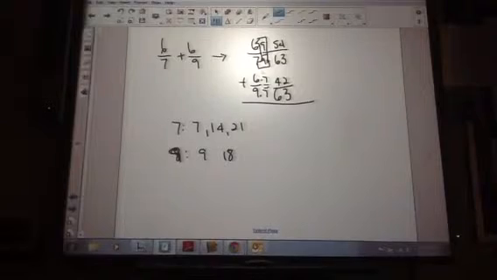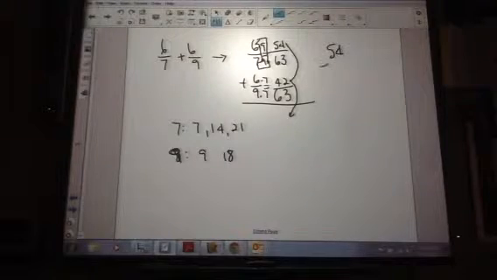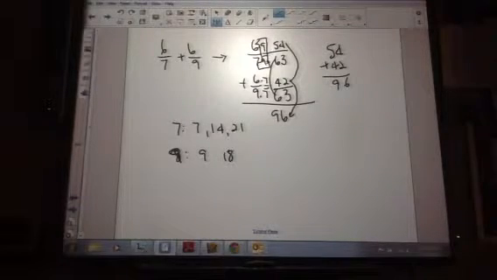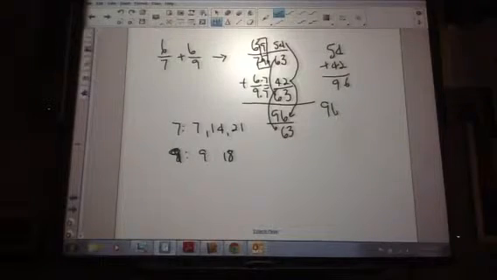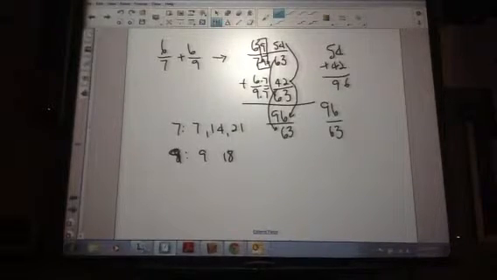So now I'm adding 54 plus 42. 54 plus 42 is 96. And then I keep my denominator. So 96/63. And I'm sure some of you are looking at that and seeing 3's and ways that I can reduce this by 3, you know, to make a simplified fraction.